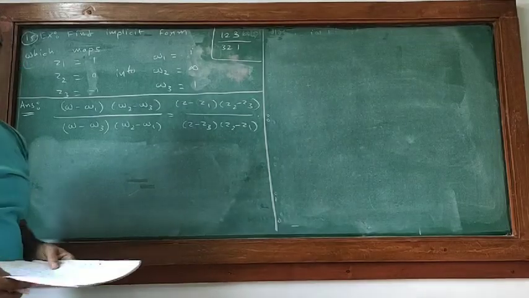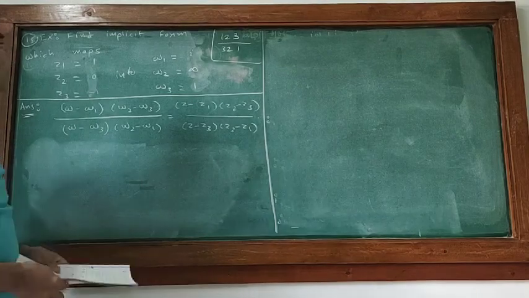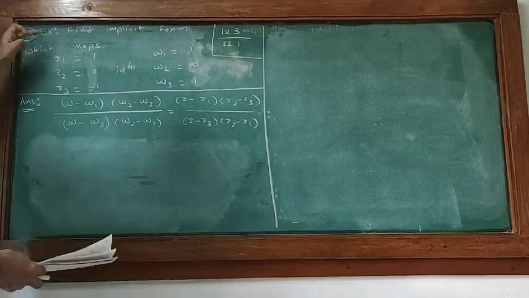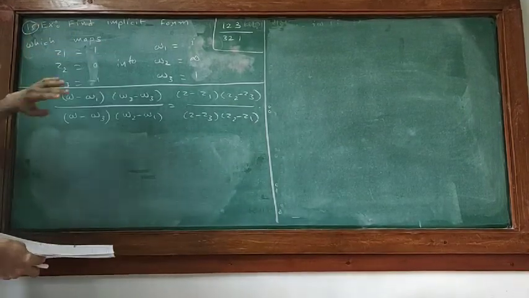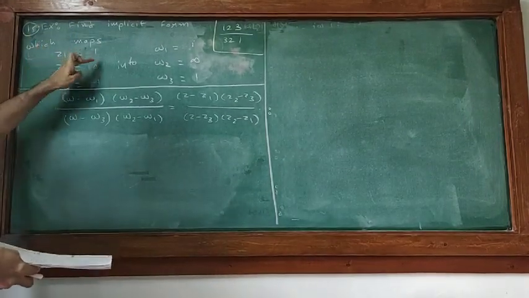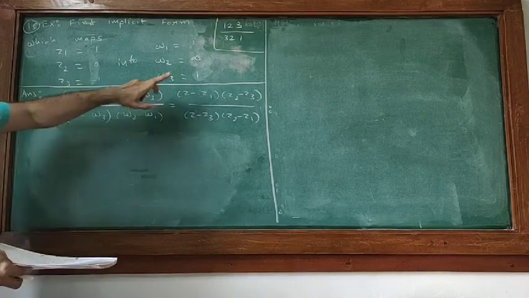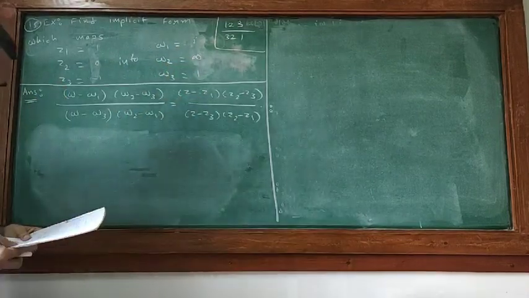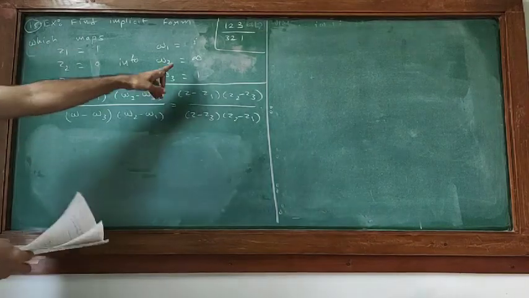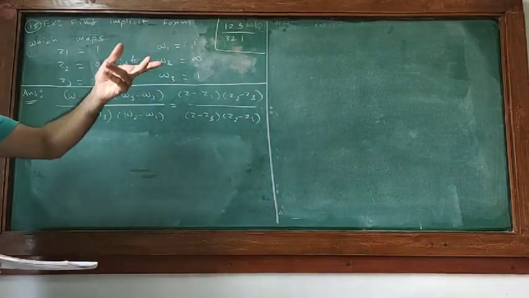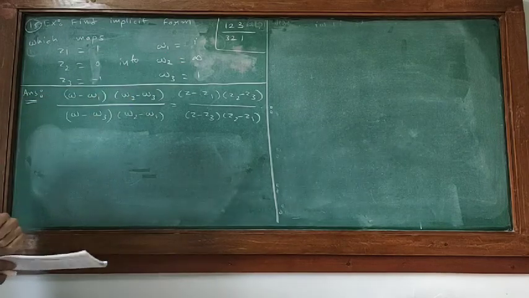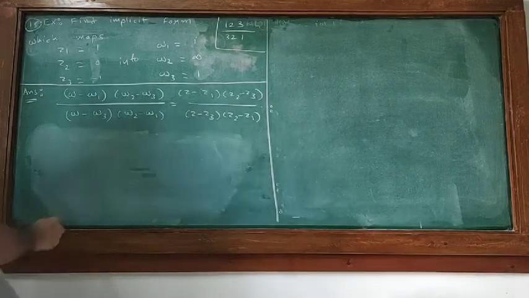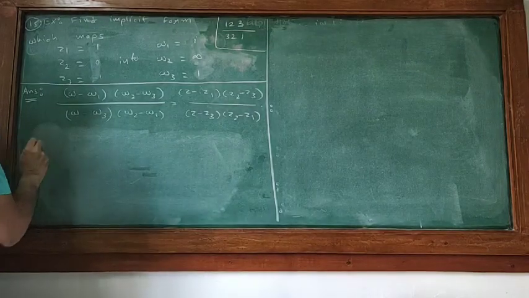Dear friends, here we start with example 50. Find the implicit form which maps z1 equal to 1, z2 equal to 0, z3 equal to minus 1 into I, infinity and 1. So infinity is a new concept here, and for that we use one manipulation there.